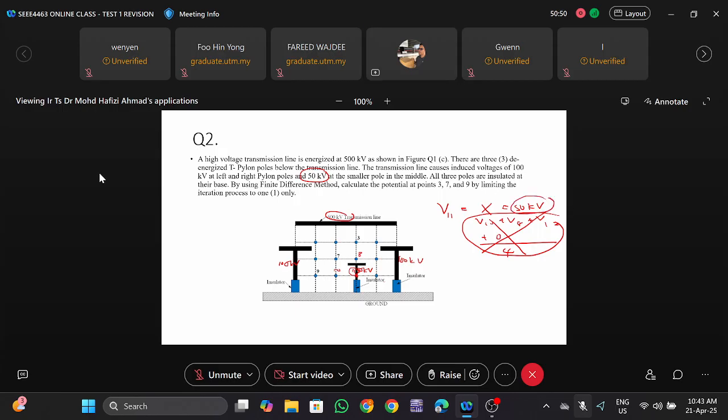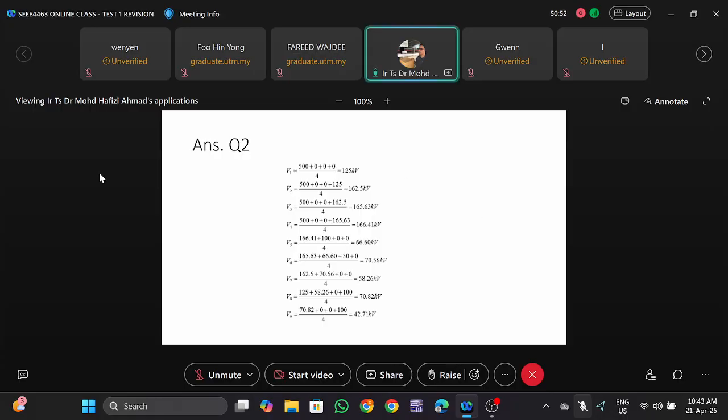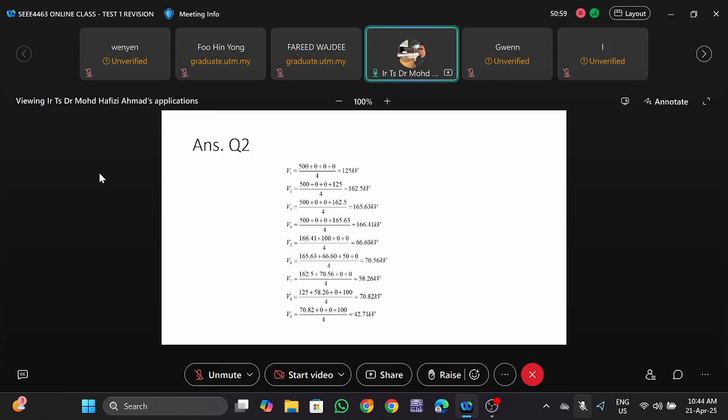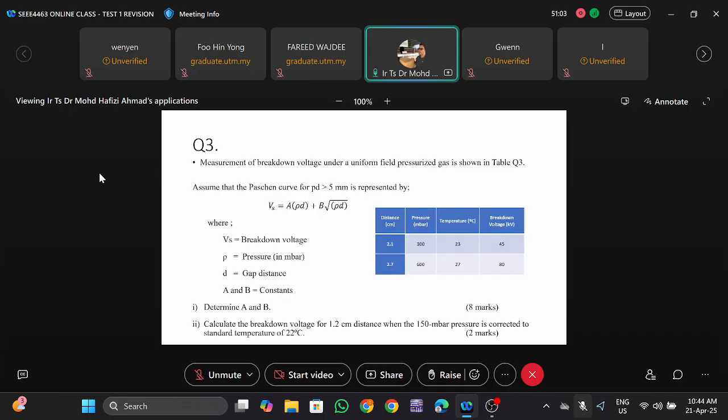So for this kind of question, because it stops at V9, you don't need to find V10 or V11 or V12. Okay, let's move forward. This is very important.